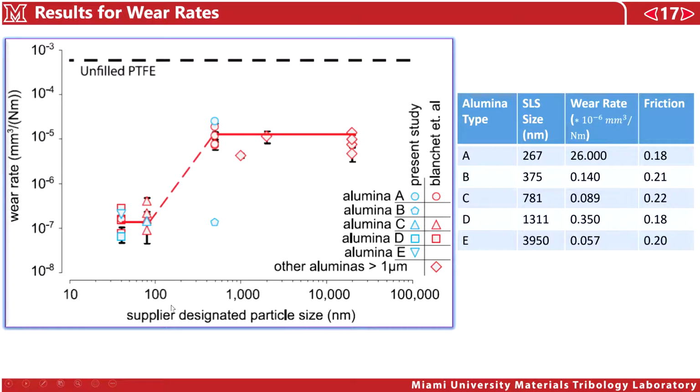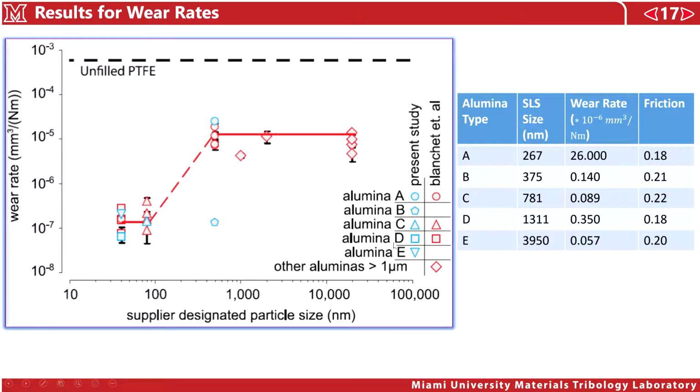So the suppliers said that the lowest wear rates would be seen for alumina with the lowest particle size, and the highest wear rates will be seen for the particles with the highest particle size. And these are the wear results. They also compared it with some previous studies.